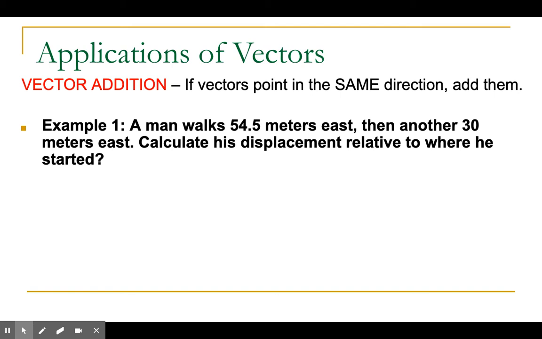So, 54.5 meters east. Because we know the direction there, we can see that that is a vector quantity and not a scalar quantity. The second leg also denotes a direction, 30 meters east. That is also a vector quantity. We can represent these vectors pictorially using arrows.